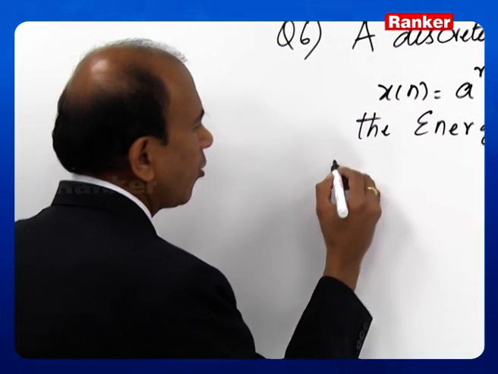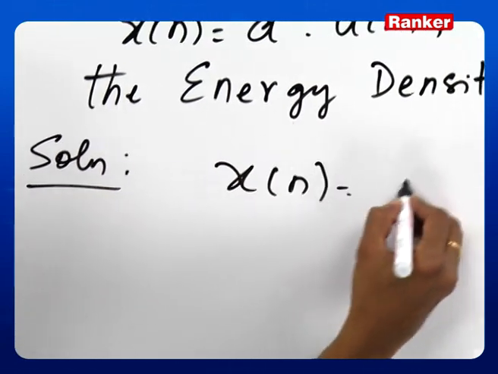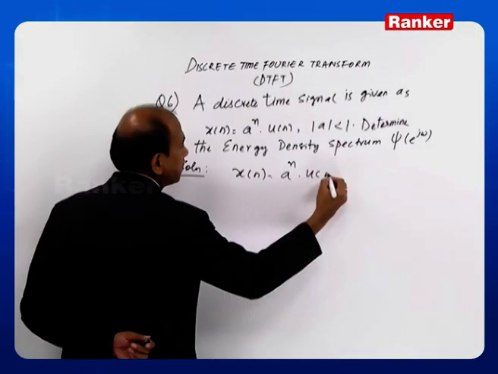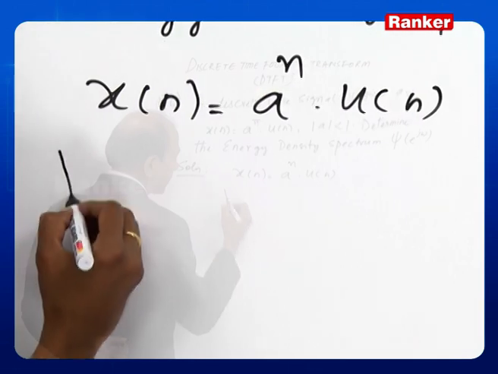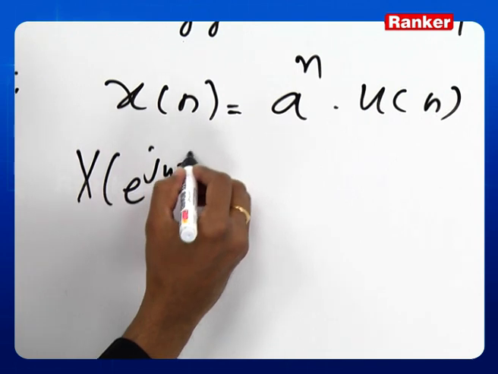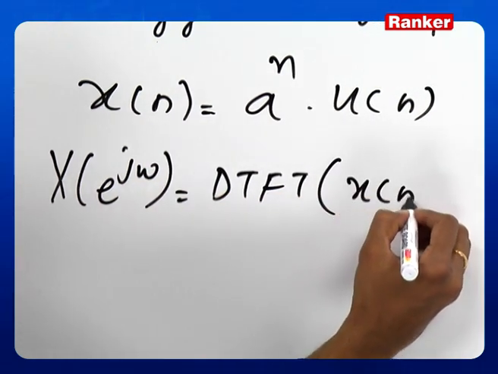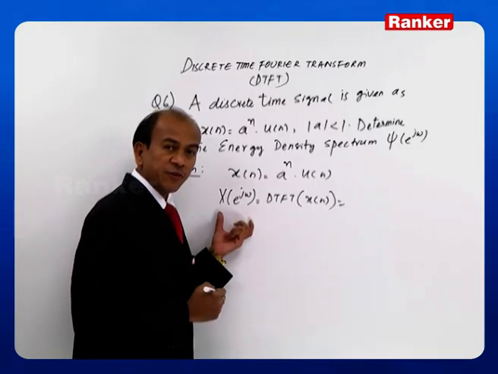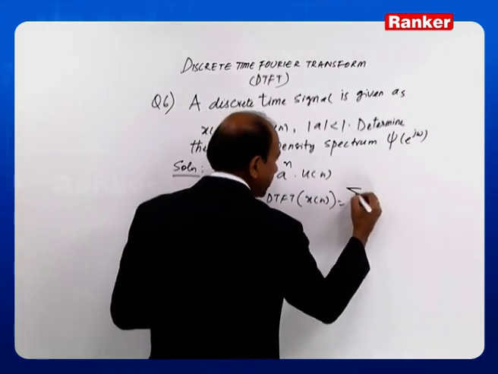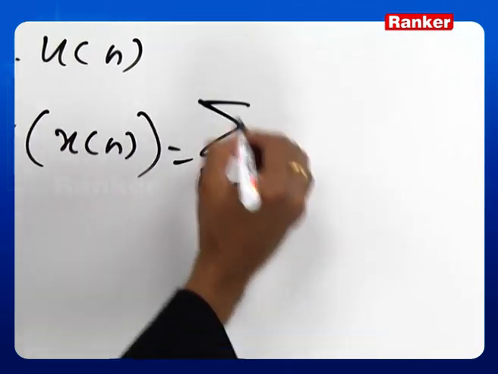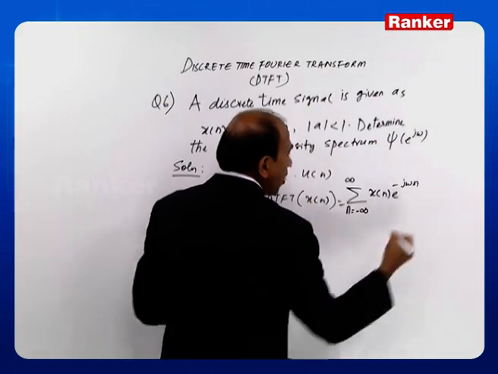Let us write down what is given to us. x of n is given as a to the power of n u of n, and then we have to calculate the DTFT of this. X of e to the power of j omega is nothing but the DTFT of x of n. X of e to the power of j omega is the discrete time Fourier transform of x of n, given by the summation from n equal to minus infinity to plus infinity of x of n e to the power of minus j omega n.